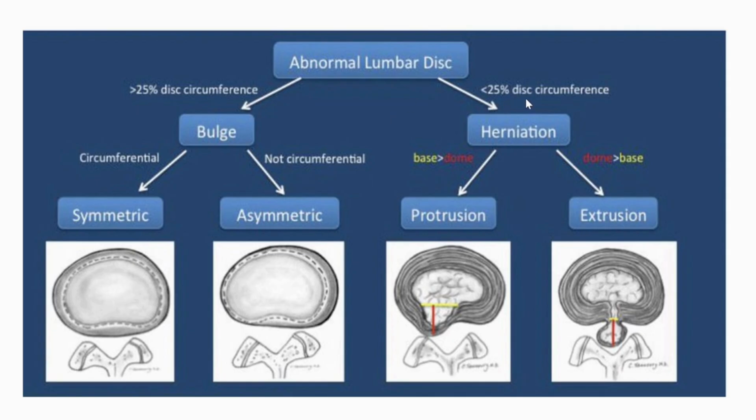Now if less than 25% of the disc circumference is involved, then it is called herniation. Herniation is again divided into two types, protrusion and extrusion. Protrusion is when the base is larger than the dome, where the yellow line denotes the base and the red one is the height of the dome. If the base is larger than the dome, then it is called protrusion, whereas if the dome, denoted by this red line, is larger than the base, denoted by this yellow line, then it is called extrusion.